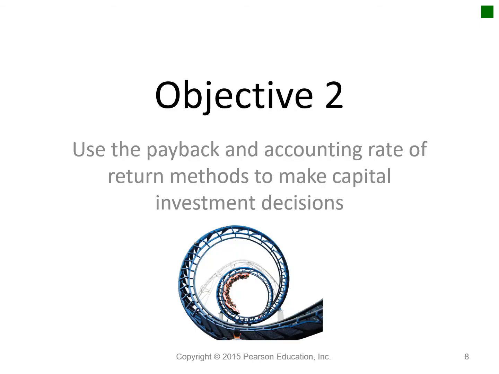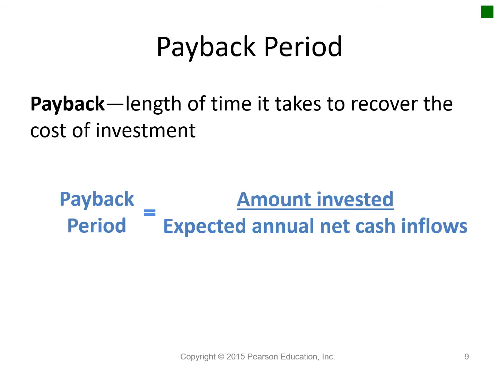Okay, so for objective 2, we're going to first start with the payback method and the accounting rate of return method, and show you how you can use these to make capital investment decisions. The payback method is thought to be one of the quickest and easiest methods to calculate, but the basic idea is to figure out how long it actually takes you to recover your initial cost of investment.